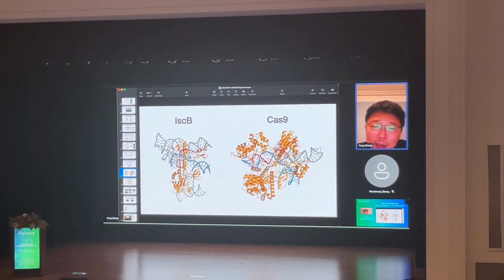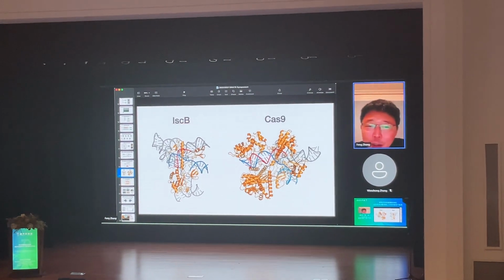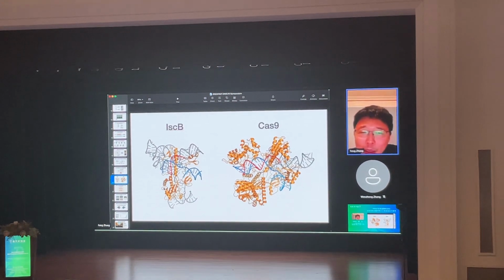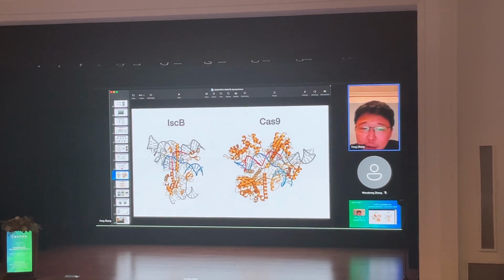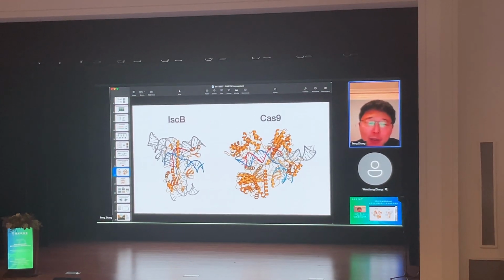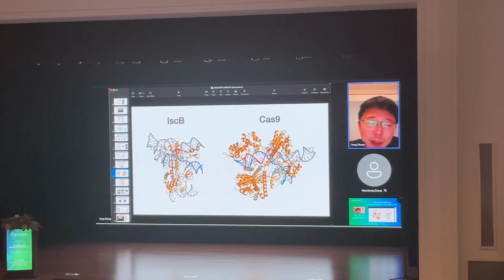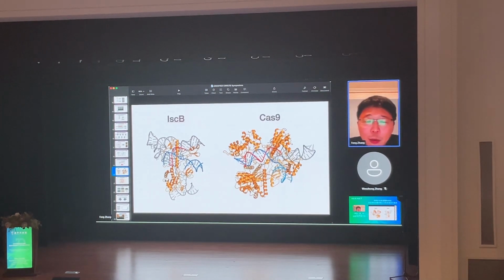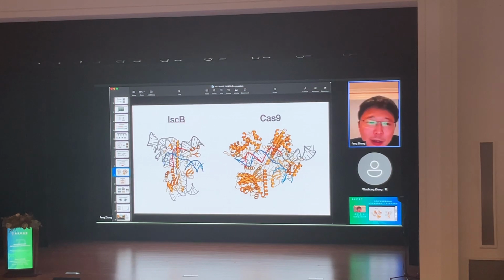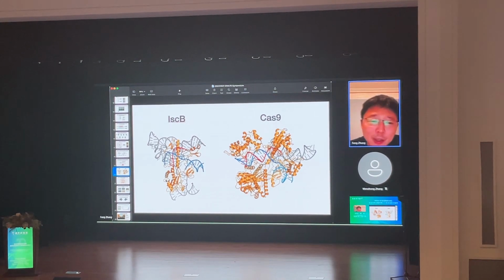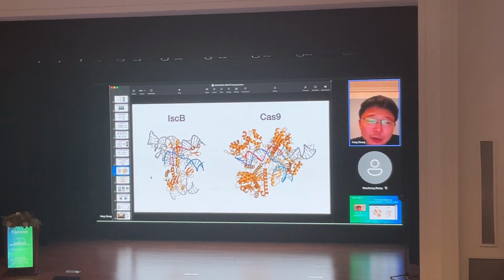And the compactness of IscB potentially has useful applications for in vivo delivery, because the viral vectors or the nanoparticles that are used to deliver these things usually work better when things are smaller. So this is one potential direction to further develop IscB.